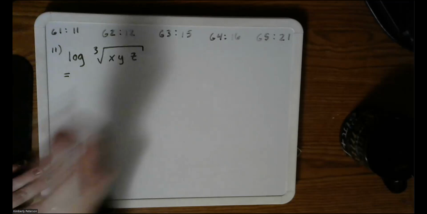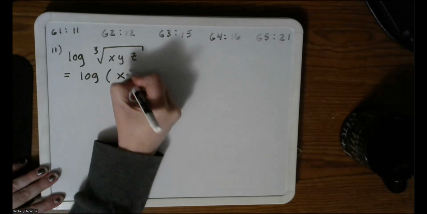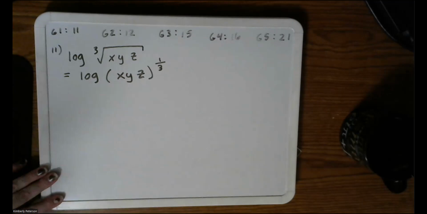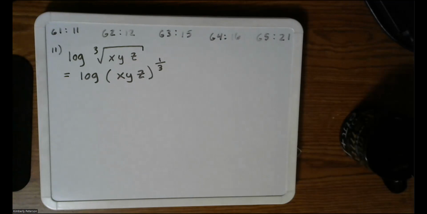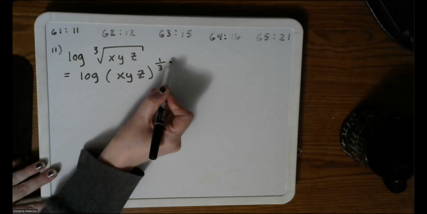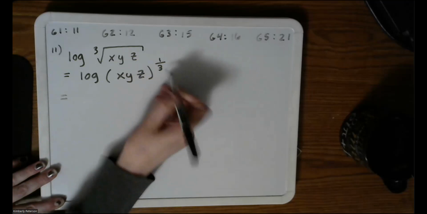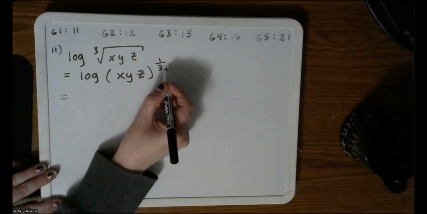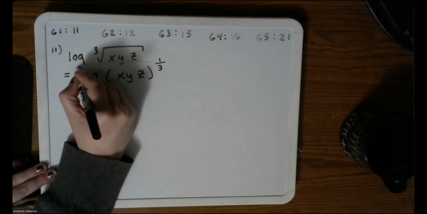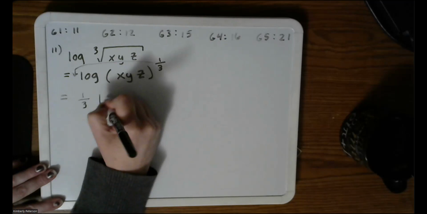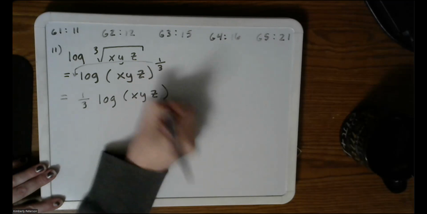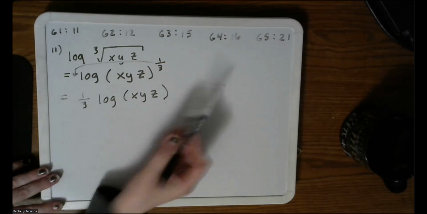The first thing that I would do is convert this into a third root. Then, what do I do with the power? What happens to the exponent? Does it become the base? So it comes out in front. Okay, so it'll do this. That's according to our power rule. So I have 1/3 times the log of this stuff. So that's step two. The first thing I did is turn it into a cubic root, and then I pulled the exponent out in front.